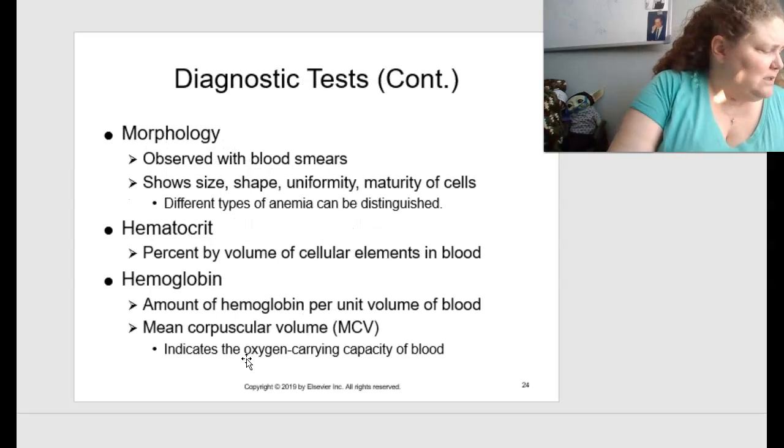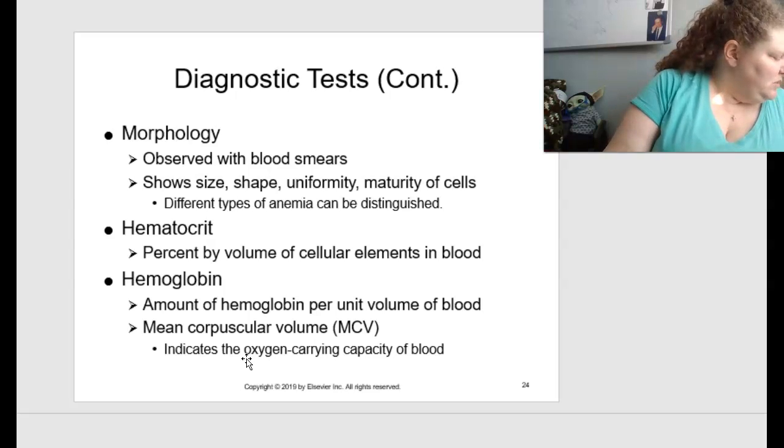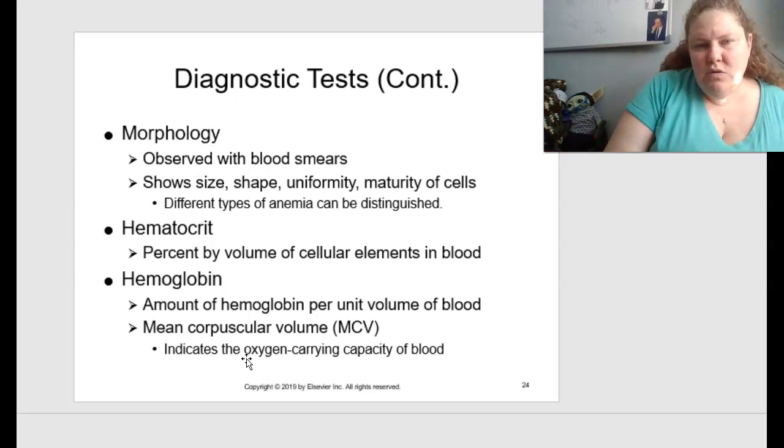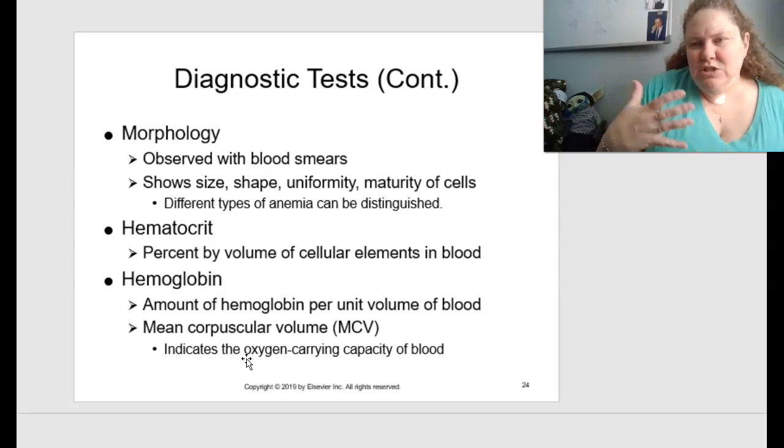So what about morphology? So morphology is going to be how things look, right? So I kind of think of, I don't know, Transformers used to morph into something. They changed shape. They changed the look of things. So morphology is like how things look. And how we can look at morphology of blood cells is in blood smears. And so this is going to show the size, the shape, the uniformity, and the maturity of cells. And these different types of anemia can also be distinguished by the morphology of the blood cells.